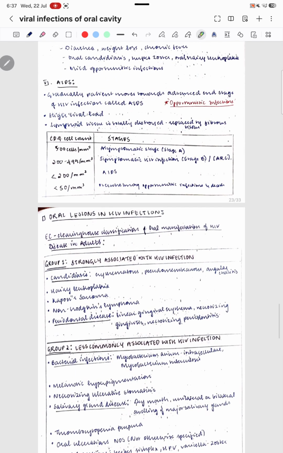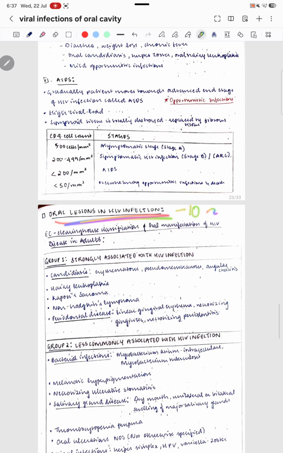Now, something that we left yesterday which was important is the oral lesions, and it has been asked as a 10 marker. So let's see that.